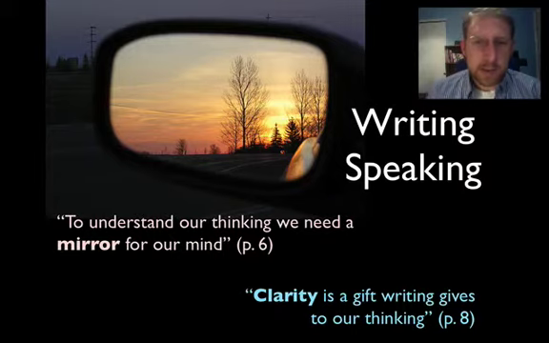They say here on page 6, to understand our thinking, we need a mirror for our mind, something that will help us see, in a way, our own thoughts, because that's how we're going to learn to evaluate our own thinking. We need to see it in order to measure it and to evaluate it and to see where it can be improved or to see where it's good. So writing gives us that.